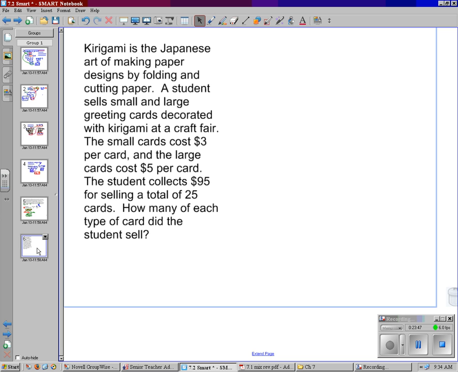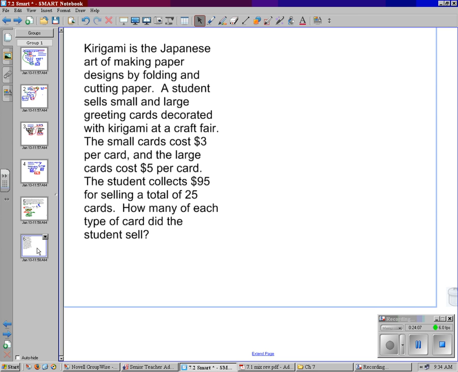A student sells small and large greeting cards decorated with kirigami at a craft fair. The small cards cost $3 per card, and the large cards cost $5 per card. The student collects $95 for selling a total of 25 cards. How many of each type of card did the student sell?